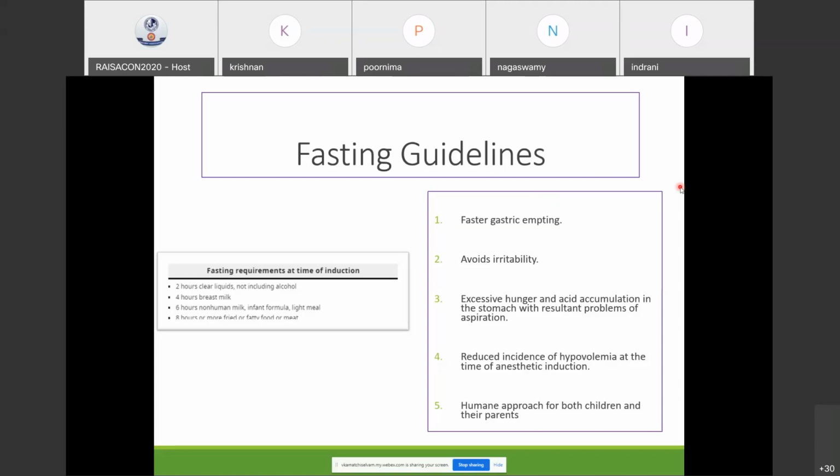Okay, right. So now the patient, you are given the instruction of fasting guidance. What are the monitors you want for this patient? Routine monitors. What monitors you want?